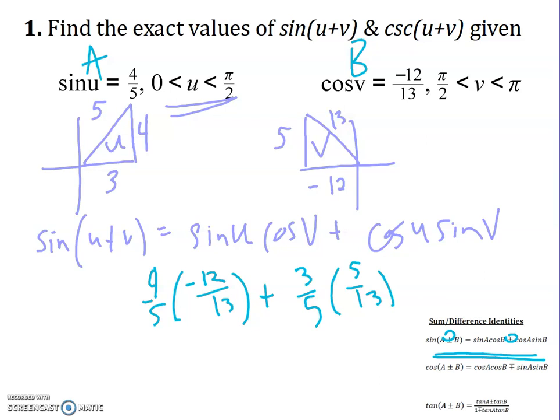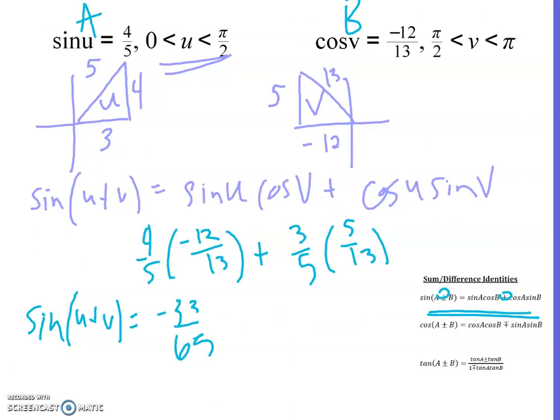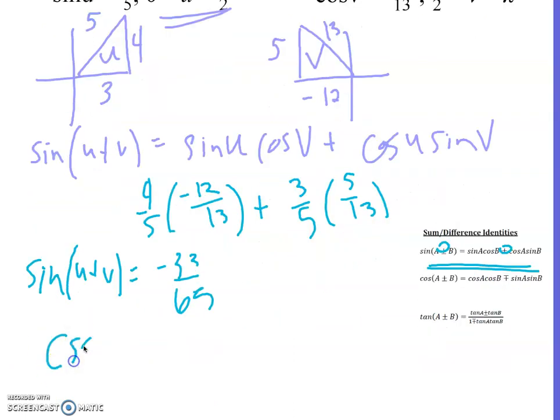Oh, I think I did mine wrong. It's not a -4/5, it's just a 4/5 times -12/13 plus 3/5 times 5/13. So we get the sine of u plus v is -33 over 65, which then would mean that the cosecant of u plus v is equal to -65 over 33.